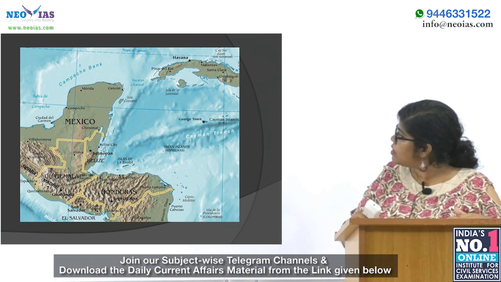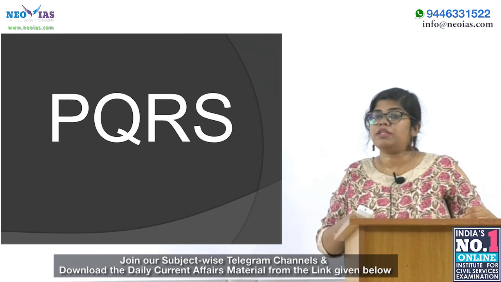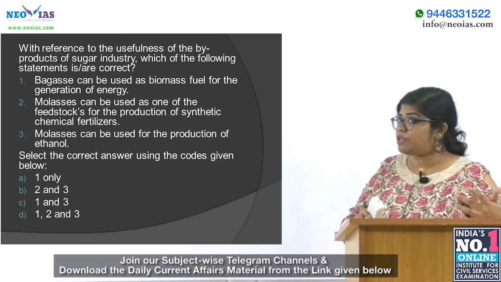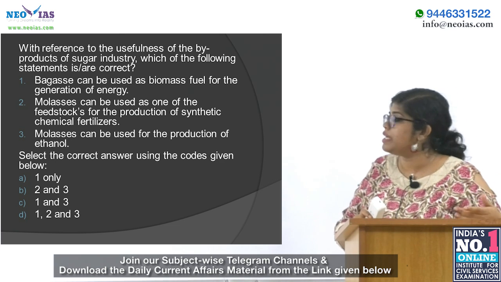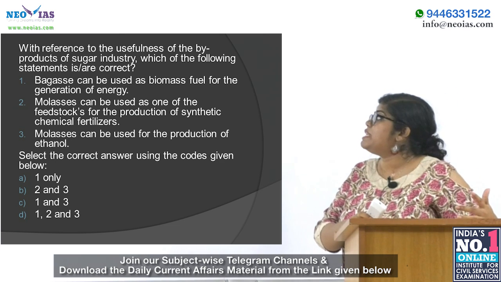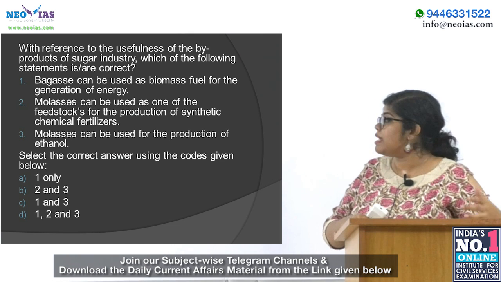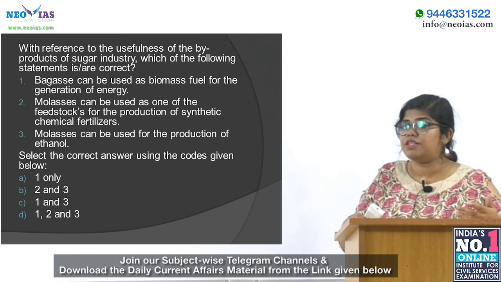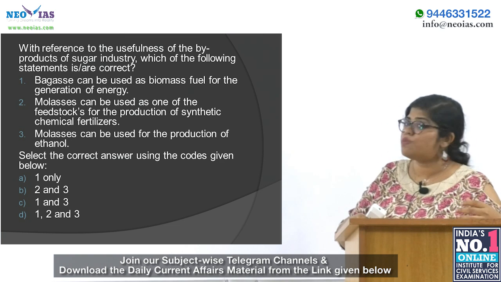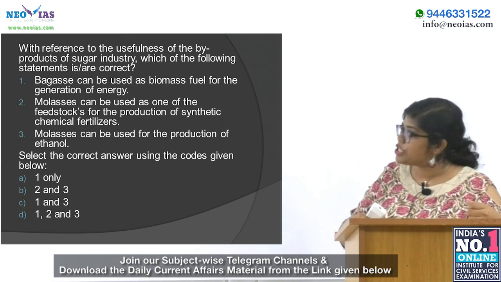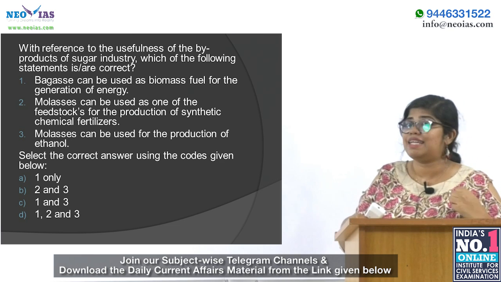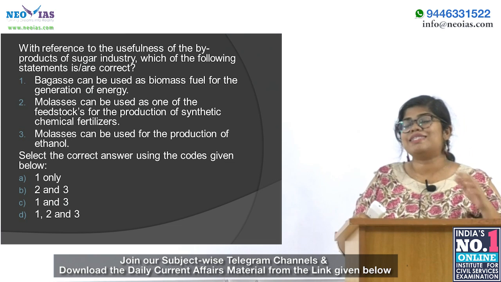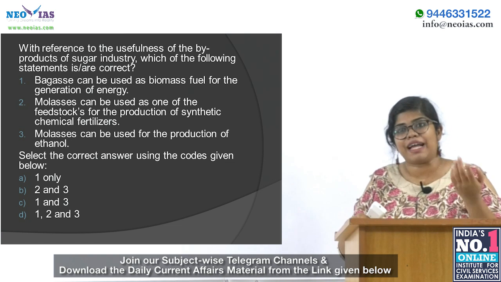Okay, that's it, guys. So coming to the previous year question revision series, I'll read out the question. With reference to the usefulness of the byproducts of sugar industry, which of the following statements is/are correct? First, bagasse can be used as biomass fuel for generation of energy. Second, molasses can be used as one of the feedstock for the production of synthetic chemical fertilizers. Third, molasses can be used for production of ethanol. So this is a direct question and it is a factual question.